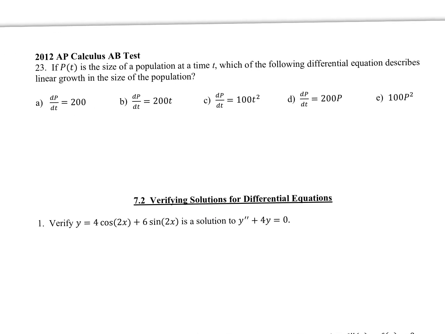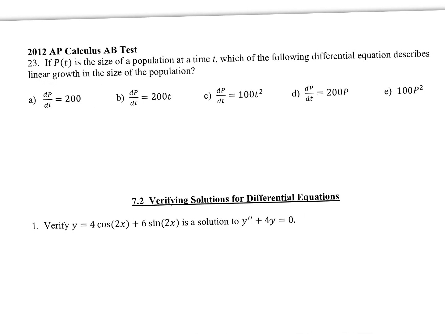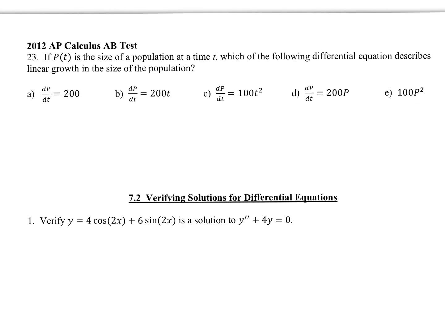Whoops. From 2012, literally the last time I could find one of these questions. And my science people often do better on this than my non-sciencey people. P is the size of a population at time t. Which of the following differential equations describes linear growth of the size of the population? Growth. You said it's not E. You agree that these all have rates with them. I agree with that. Linear. What don't we like about C? The square. Yeah, that's not going to be linear, right?